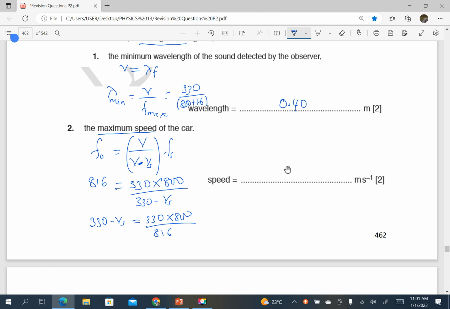So I take minus vs to the right, and the other one I subtract. So 330 minus the answer. I obtain vs as 6.47, or approximately 6.5 meters per second. So that is the maximum speed of the car.